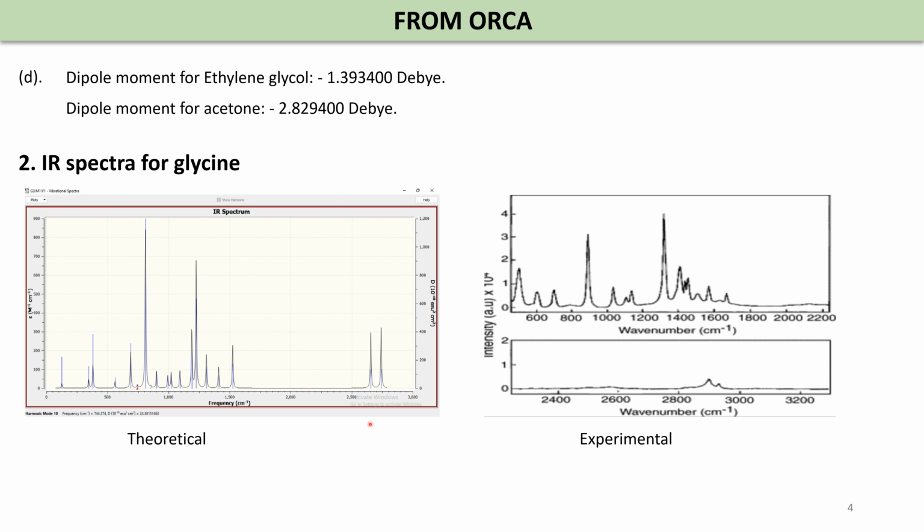This is calculated by software and this is noted experimental. The peak positions almost match, so it agrees well with the theoretical spectra. So there are two major groups in glycine. One is the NH2 group and the other one is the COOH group. So generally we observe the peak positions corresponding to these two main groups for the study of the IR spectra for glycine.